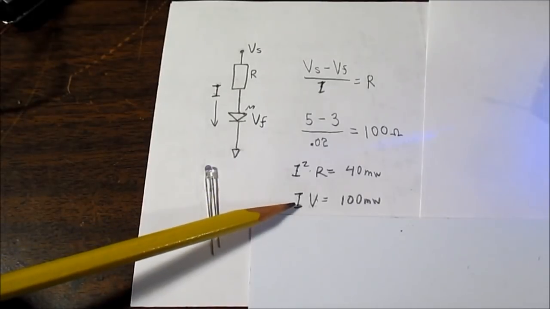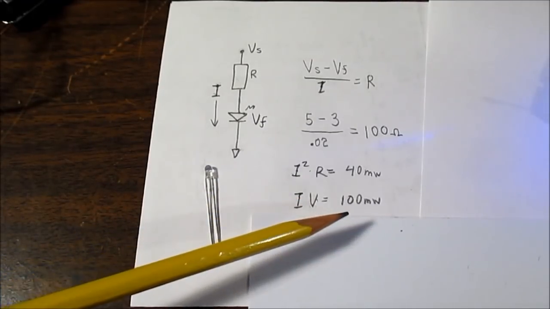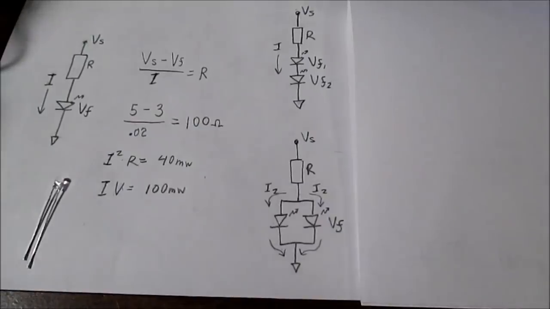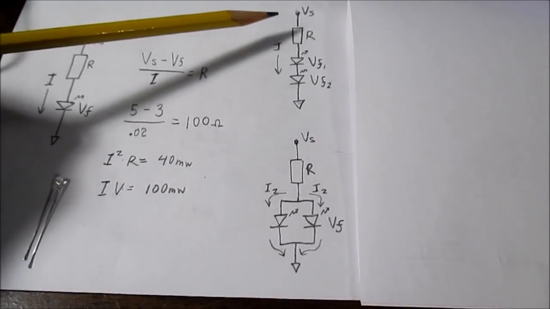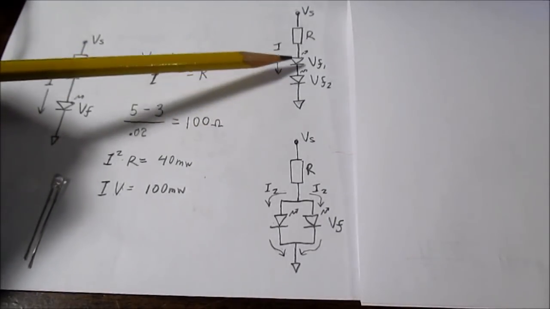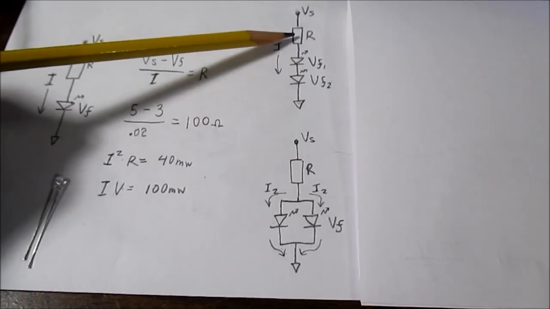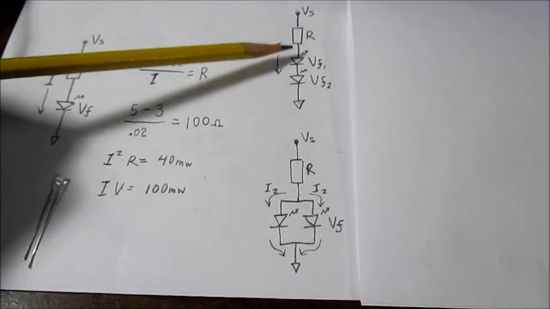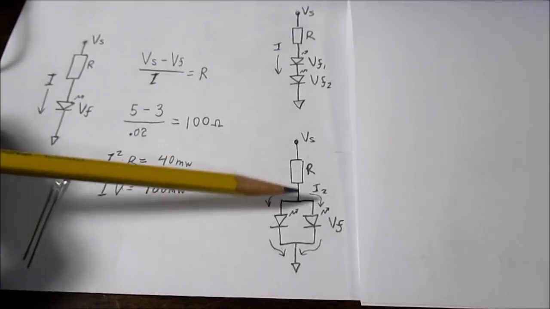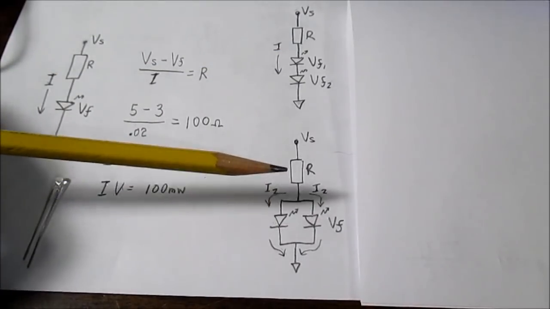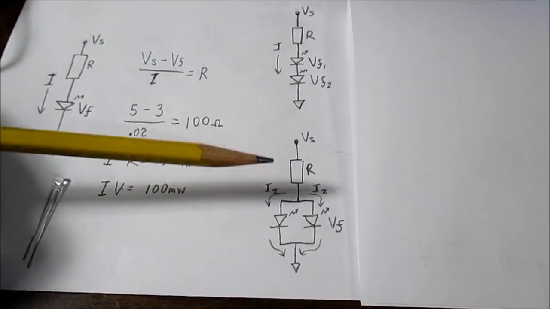So it's going to be 20 milliamps times 5 volts, or 100 milliwatts. Now we'll take a look at powering more than one LED in the circuit, and how do you figure the resistor value? Now there's a right way of doing it and a wrong way of doing it, and we'll look at why that is so momentarily.